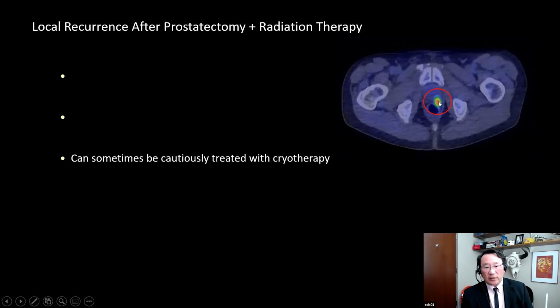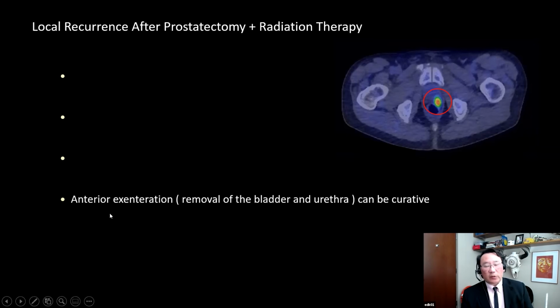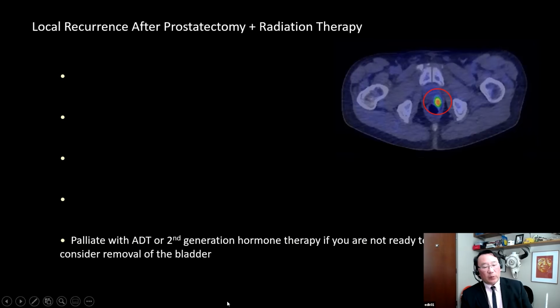Sometimes you can freeze these things, but it is very, very treacherous. Sometimes we have to take out a patient's bladder, urethra, and sometimes even the rectum to cure the patient. Obviously, that is a huge emotional step for a lot of patients. So for many of these patients, we will palliate, once again, with hormone therapy or second generation forms of hormone therapy because patients aren't ready to lose their bladder or rectum.